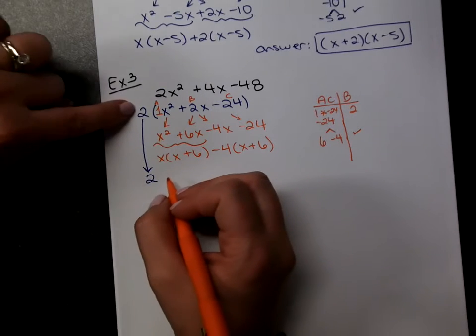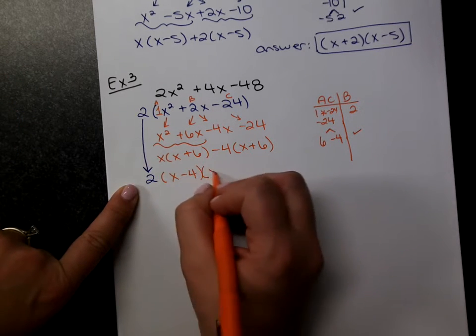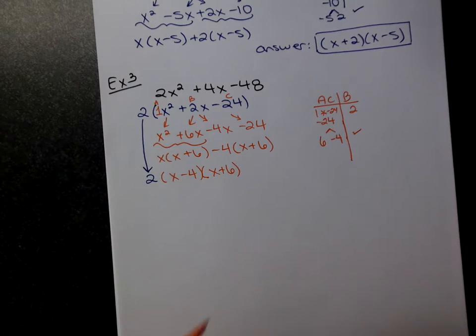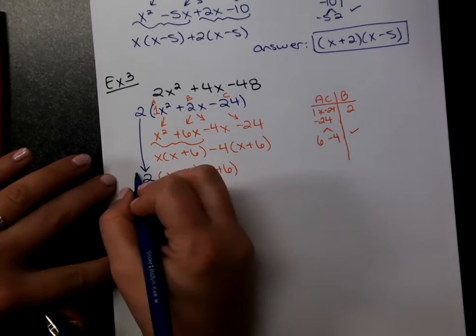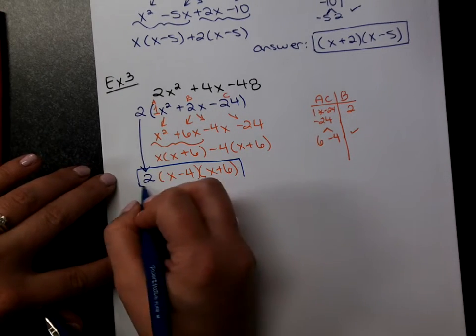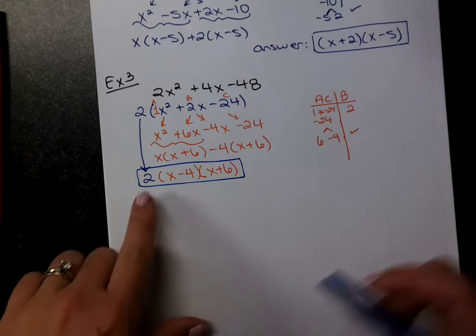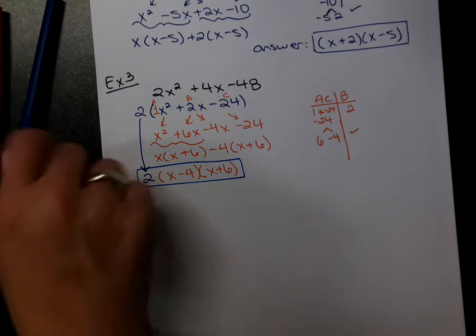So my final answer is going to have the 2 and then the binomials. So I always draw an arrow and write it again so that I don't forget. Your final answer includes that GCF you took out from the beginning. Your online exam will not count it correct if you do not have that leading GCF that you took out, if you took one out.